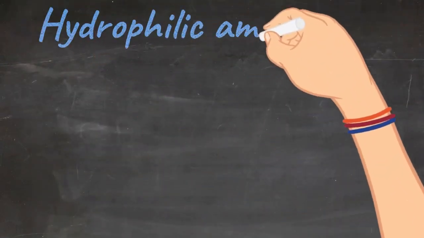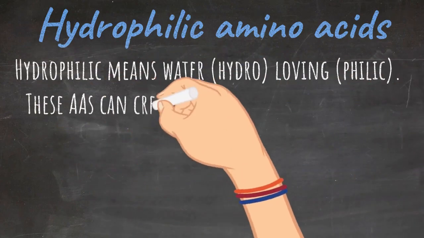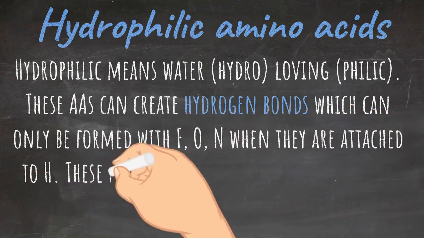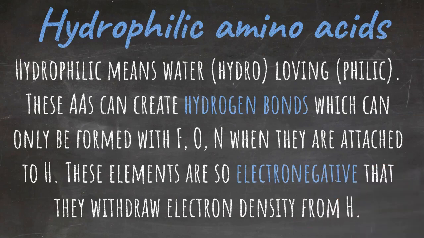So first, we'll start with hydrophilic amino acids. Hydrophilic means water, hydro, and loving, philic. These amino acids often create hydrogen bonds, which can only be formed with fluorine, oxygen, and nitrogen when they are attracted to hydrogen. These elements are so electronegative that they withdraw electron density from the hydrogen.